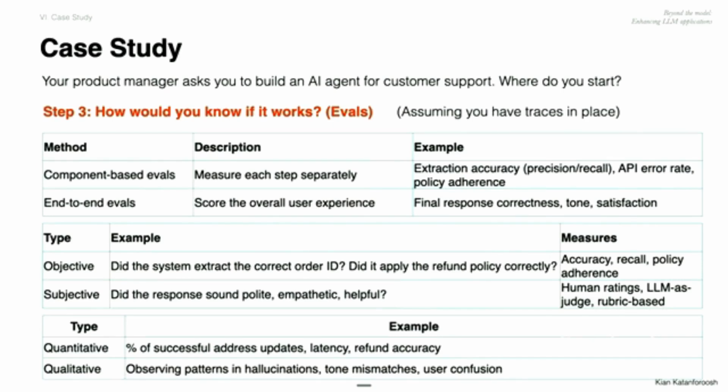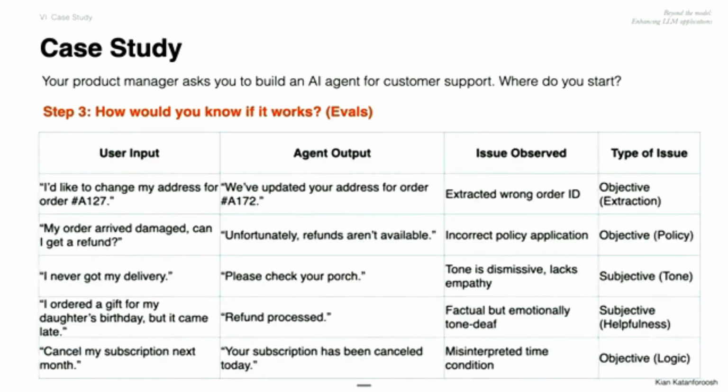And then finally, qualitative: you might do some error analysis and look at where are the hallucinations? Where are the tone mismatches? Are the users confused, and by what are they confused? That would be more qualitative, and typically it would take more white glove approaches to do that. Okay. So here's what it could look like. I gave you some examples, but you would build evals to determine objectively, subjectively, component-based, end-to-end based, and then quantitatively and qualitatively where your LLM is failing and where it's doing well.